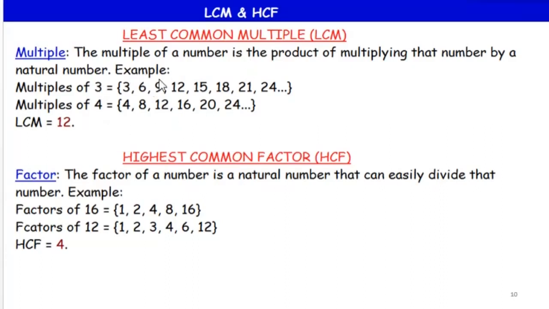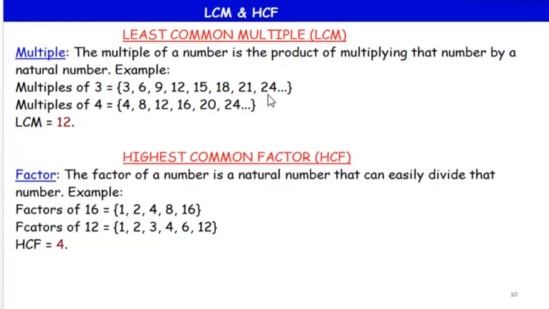So if I ask you to list the multiples of 3, all I'm asking you to do is multiply 3 by the natural numbers and give me the result. Starting from 1, 3 times 1 gives 3, 3 times 2 gives 6, 3 times 3 gives 9, 3 times 4 gives 12, 3 times 5 gives 15, 3 times 6 gives 18, 3 times 7 gives 21, 3 times 8 gives 24.